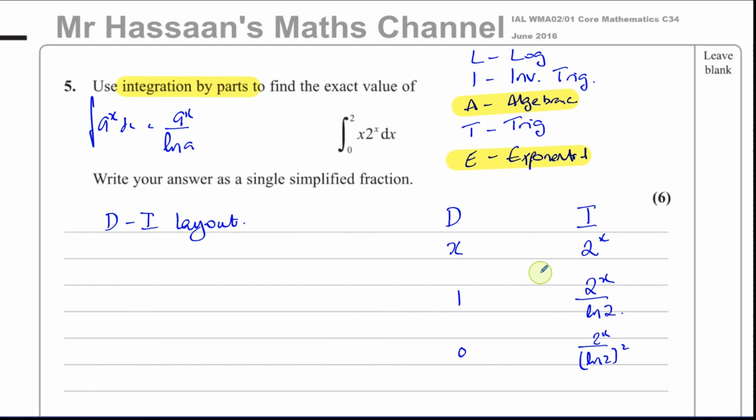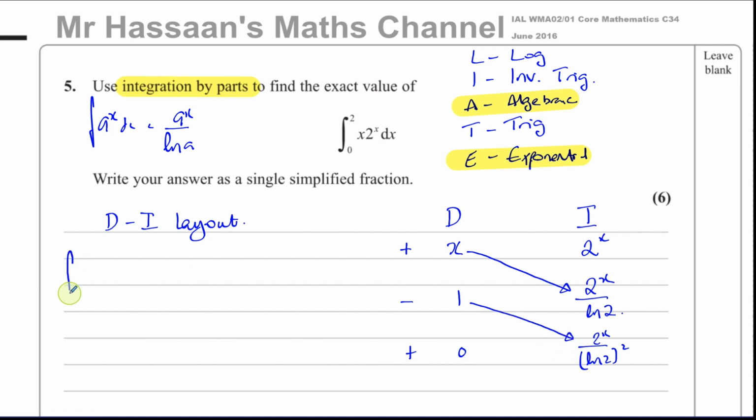Now, when you use integration by parts, you put plus in front of the first row, then you alternate plus, minus, plus, and you stop at the 0. Then you go from the first column and you go down diagonally to the next row, and you keep doing that. If it came to 0, that's the easiest case.